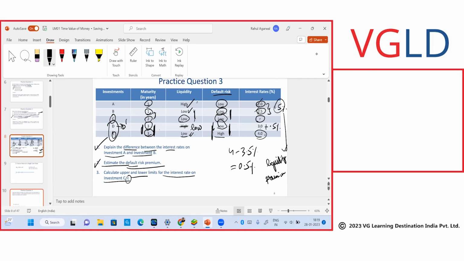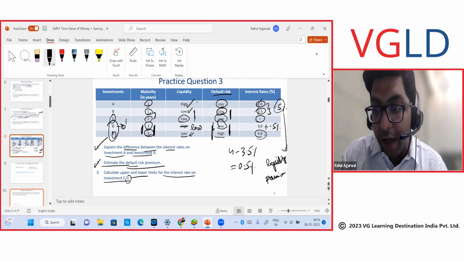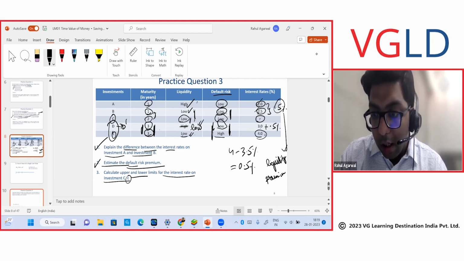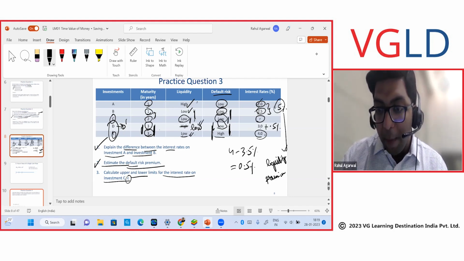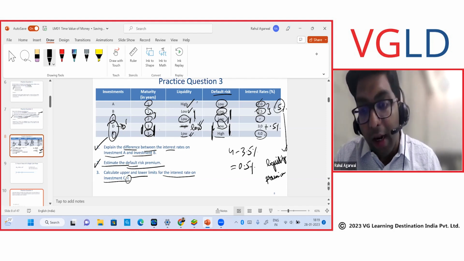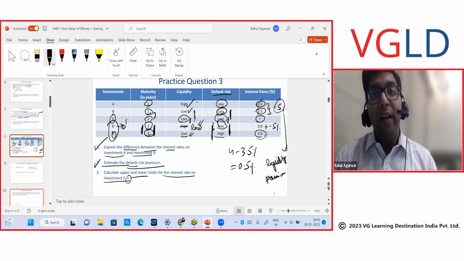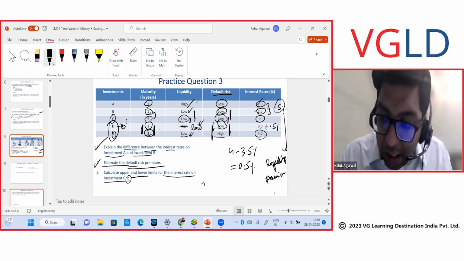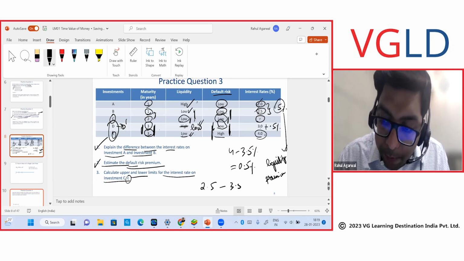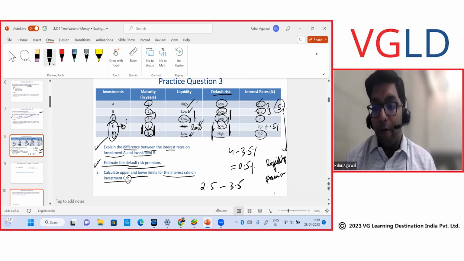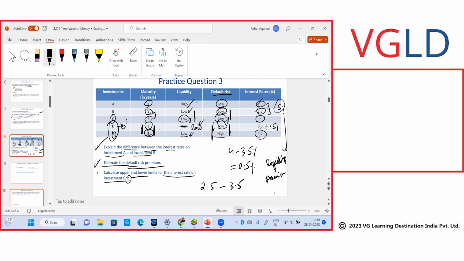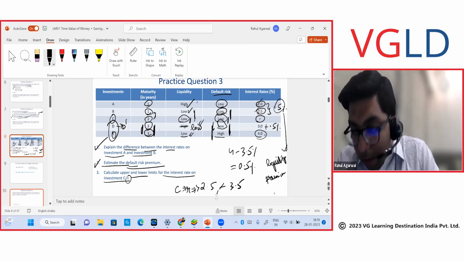Whereas if I compare C with D, liquidity is low and default risk is low in both. But D has a higher maturity than C. That means C will have a lower rate than 3.5. So the range will be 2.5 to 3.5: more than 2.5, but less than 3.5. Getting it? Am I clear, everyone? Yes, sir. Okay.